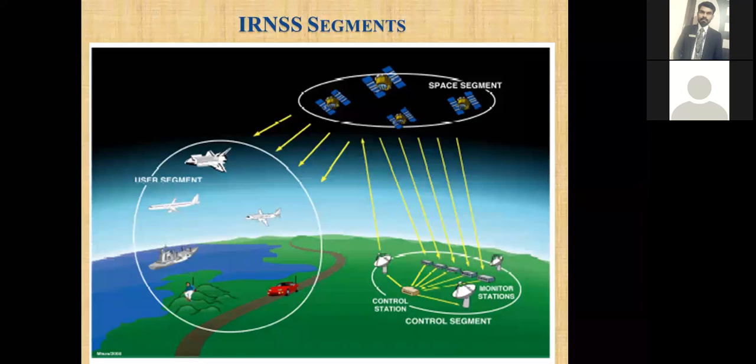So IRNSS also has 3 segments. One is the space segment, which is the constellation of satellites, then the control segment, and then the user segment, civilian and military. Next.